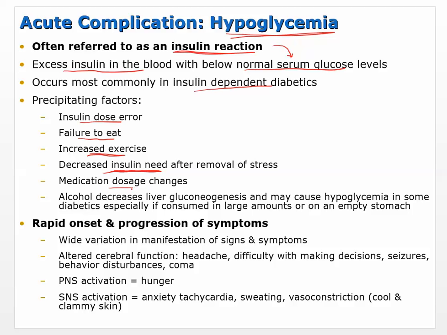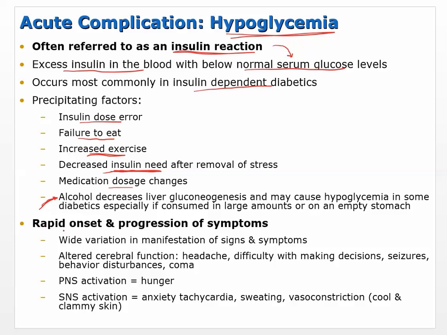Medication dose changes, and then alcohol. The first place I ever saw this was in a bar, and there was a diabetic, and she was drinking too much. Alcohol decreases liver gluconeogenesis and may cause hypoglycemia in some diabetics. So this is going to lead to a decrease in glucose overall, especially if consumed in large amounts or on an empty stomach.